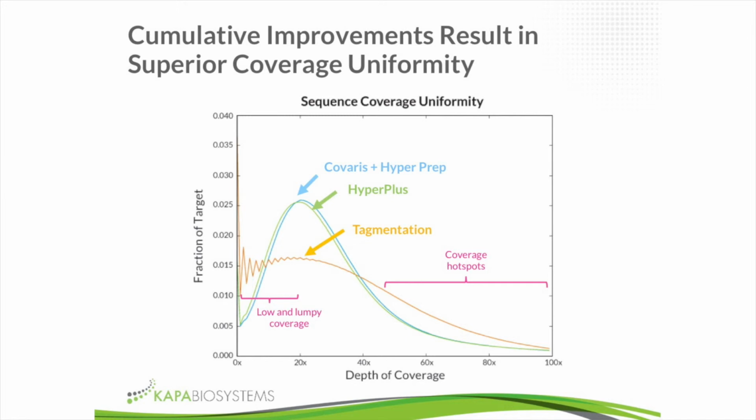There are a few obvious observations. The first is that there's no significant difference between Covaris plus HyperPrep and HyperPlus, whereas on the other hand, with the tagmentation-based libraries, you see 2 distinct differences. There are coverage hotspots as well as low and lumpy coverage. The result is that you get a lower overall mean coverage, meaning that you need to sequence more to get your desired coverage for every base.